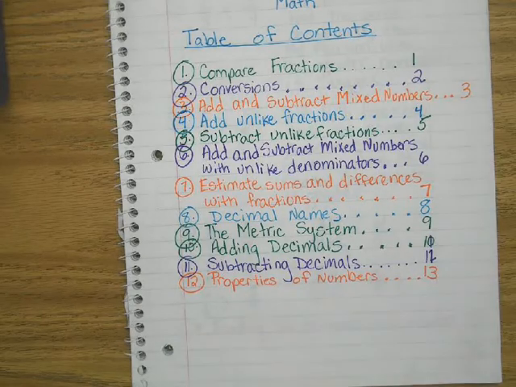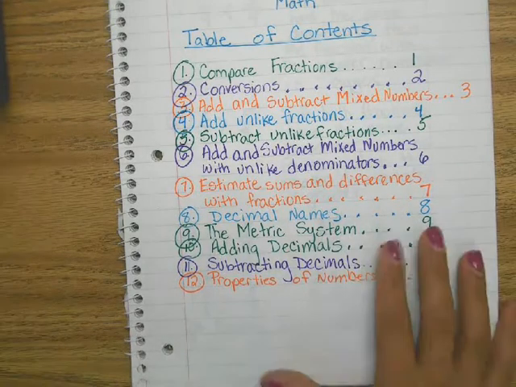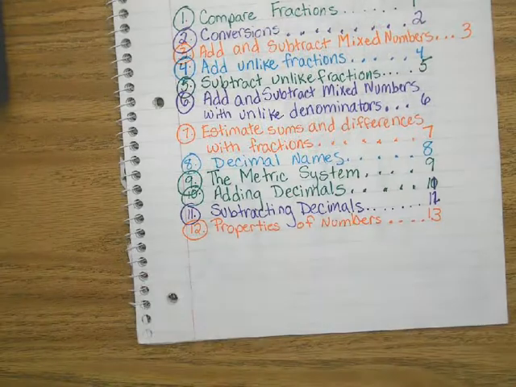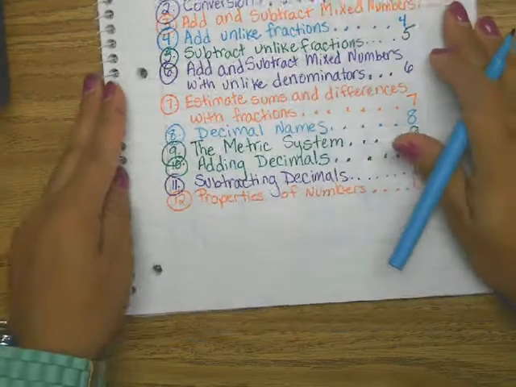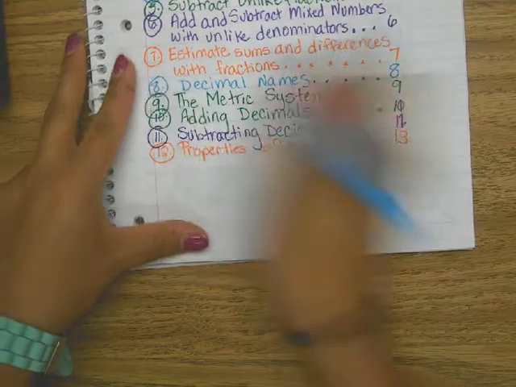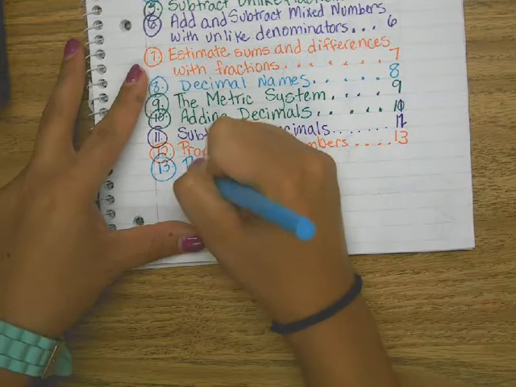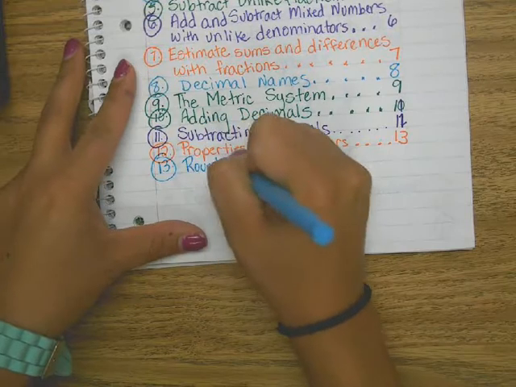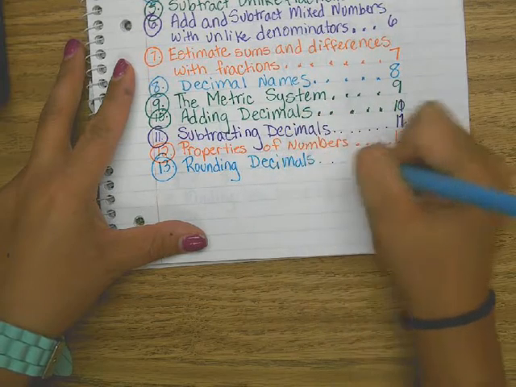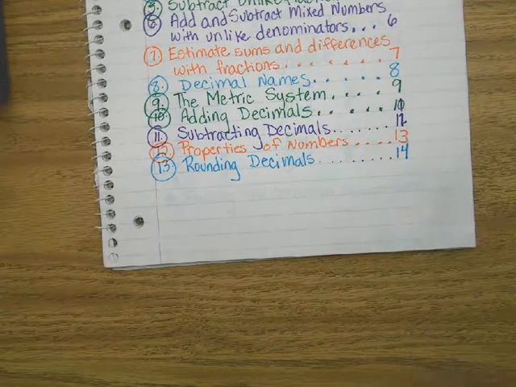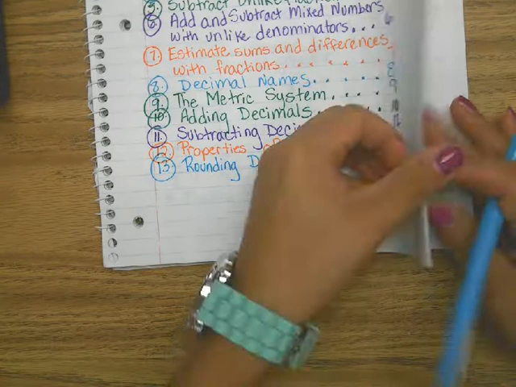Contents, and number 13 is rounding decimals. And put your page number and turn to your next blank page. And title that next blank page Rounding Decimals.